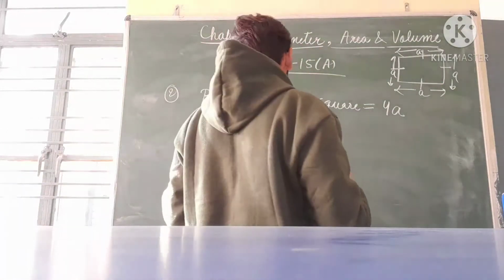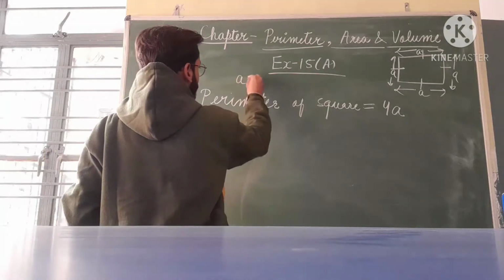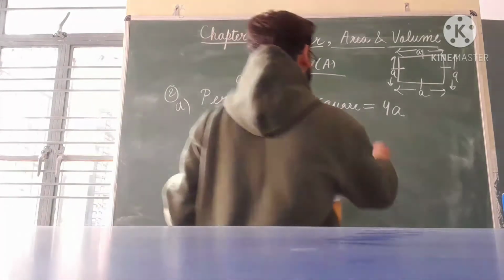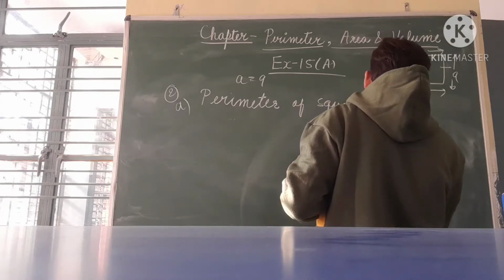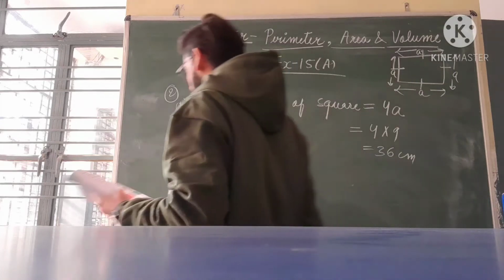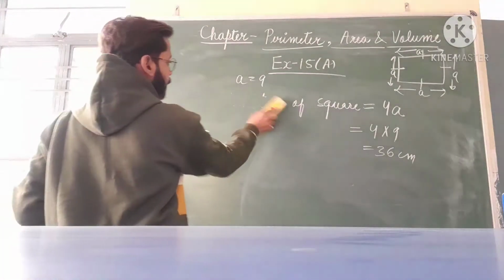In the second question the side of the square is given. In part A it is given that a is equal to 9 centimeter. So 4 into 9 gives the perimeter of the square equal to 36 centimeter. Okay students, now question number third.